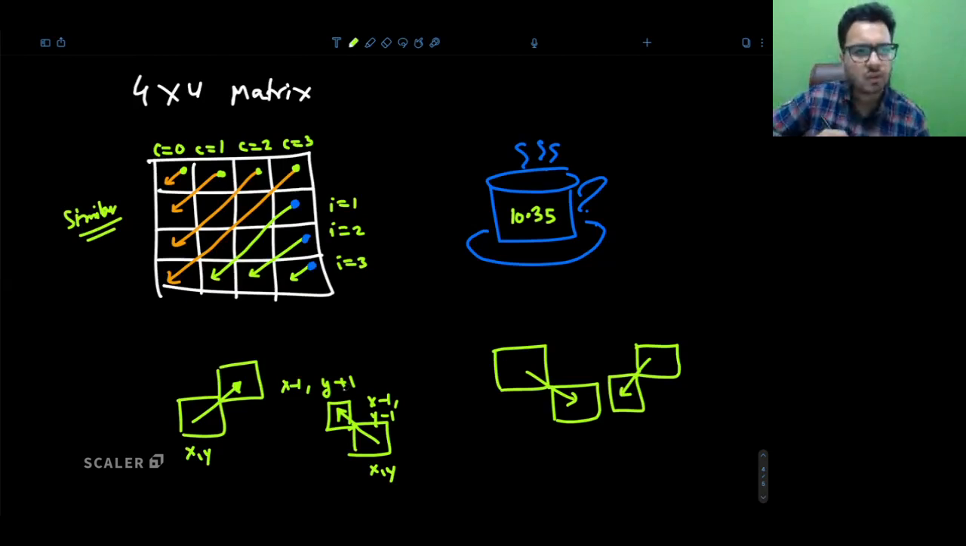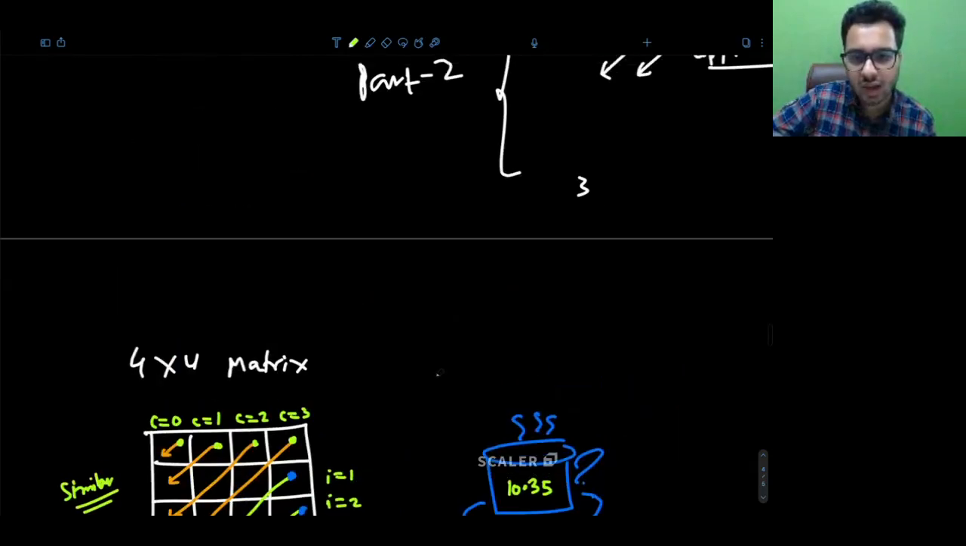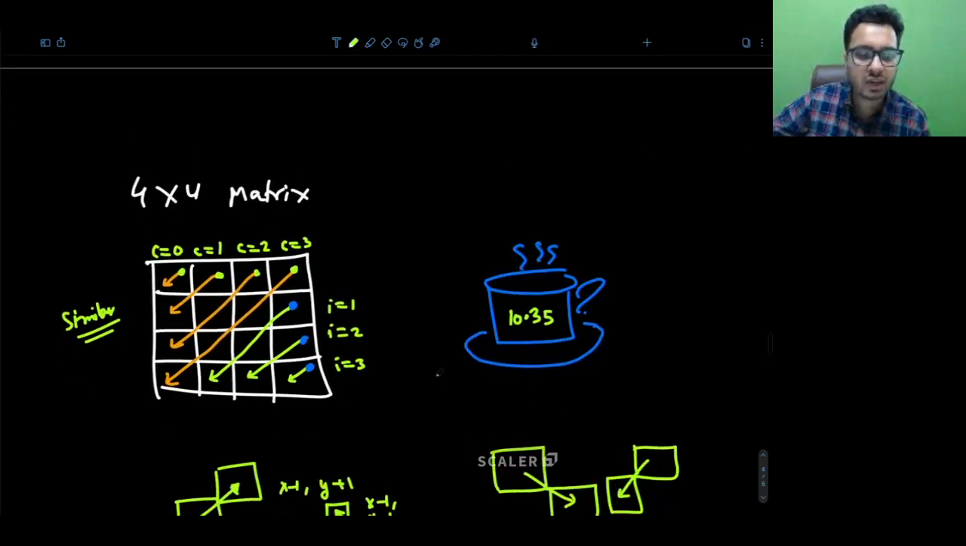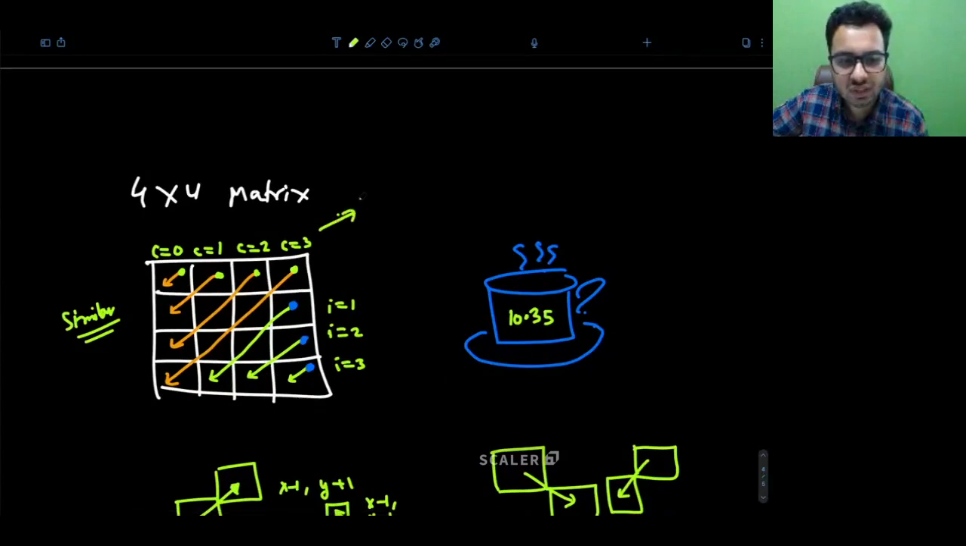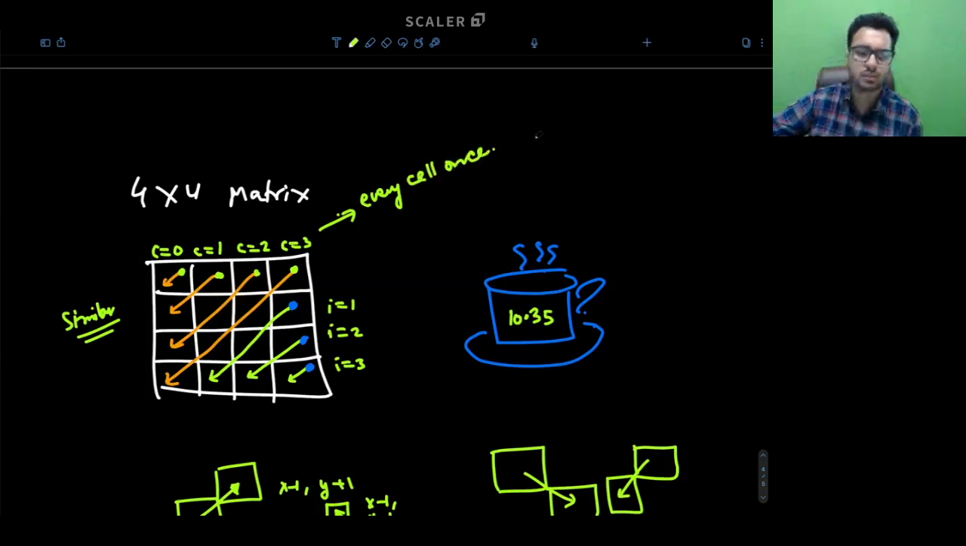What about the time complexity of this approach? If you look carefully at the loops, we are visiting every cell once. So what will be the time complexity of this code?